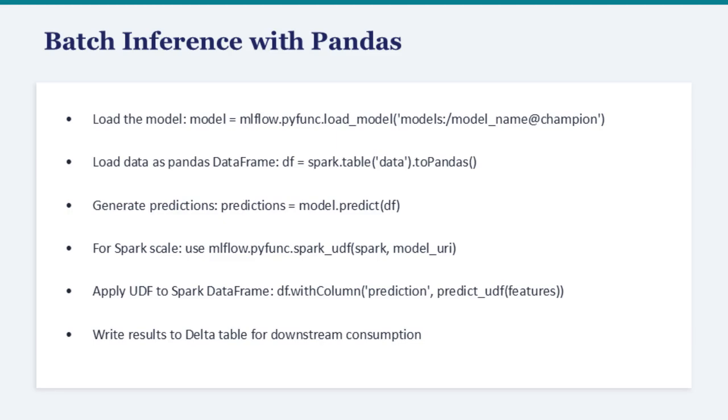This wraps your MLflow model as a Spark user-defined function. You apply it to a Spark DataFrame using withColumn, adding a new predictions column. Each partition of your data is processed in parallel across the cluster. Write the results to a Delta table for downstream consumption. This is the standard Databricks pattern: read from Delta, predict, and write back to Delta. The exam specifically mentions using pandas for batch inference and Spark UDF for scaling to Spark. You should know both patterns.